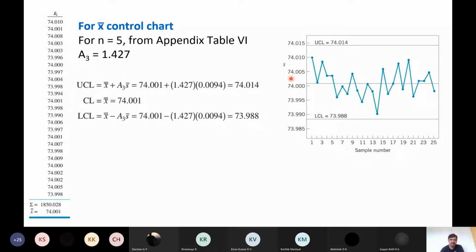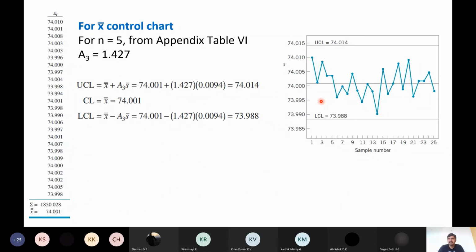74.010 for sample number 2, 74.001 for 3, 008 for 4, like that you have to plot these values. After plotting these values, look at the pattern. If there are any points beyond the control limits, then you can say the process is out of control.